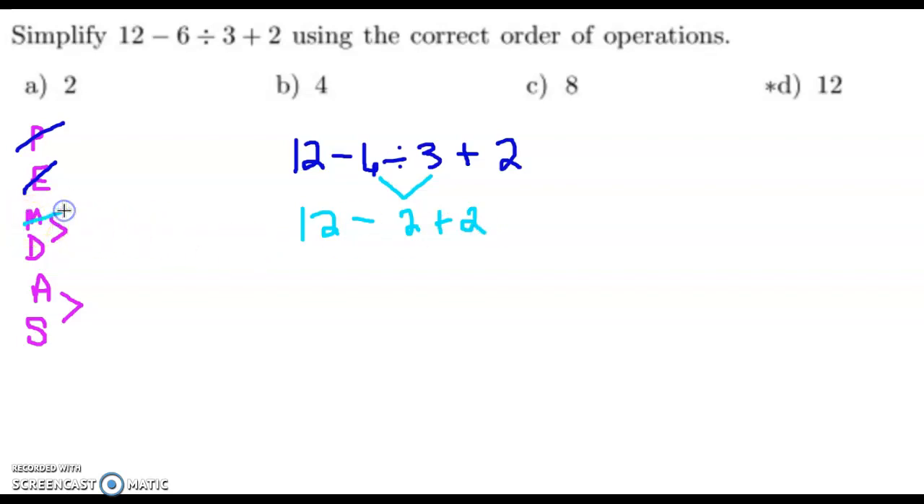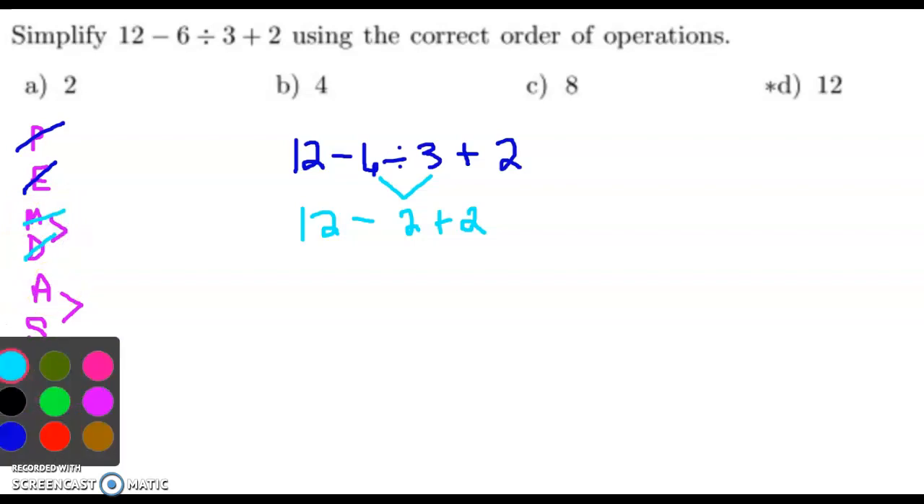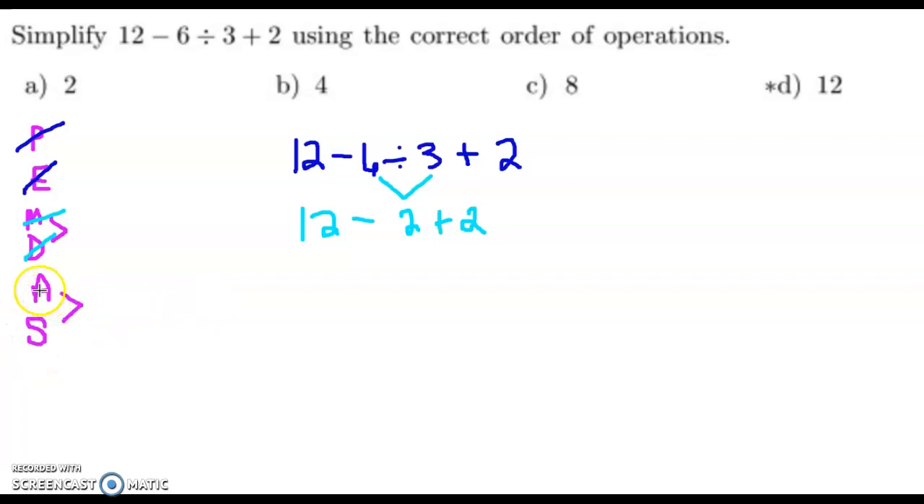So I don't have any multiplication. I'm done with my division. Now we're up to adding and subtracting. Now remember, just because the word adding comes first does not mean that's what we do first. When I'm left with adding and subtracting, all I do is work left to right.